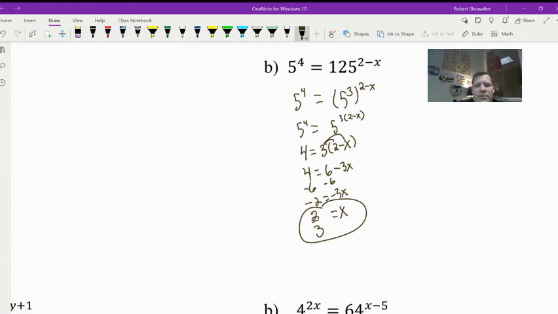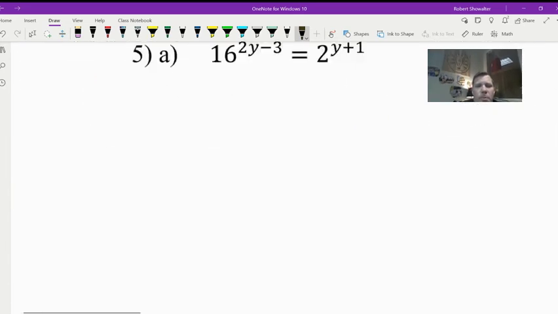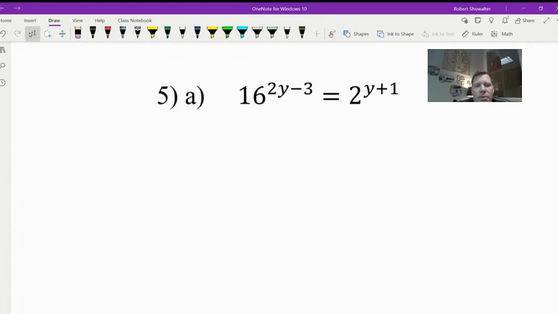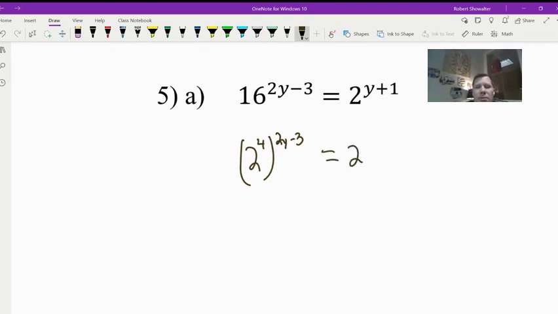All right, let's go back to 5a. Here we go. 16 to the 2y minus 3 power equals... this is really confusing looking, folks. It is. But I think you can do it. You can crank this. You got it. Crank this like Soldier Boy. Okay. So 16, can we get that base 2? We can. That's going to be 2 to the 4th power, and raise that whole thing to the 2y minus 3 power.